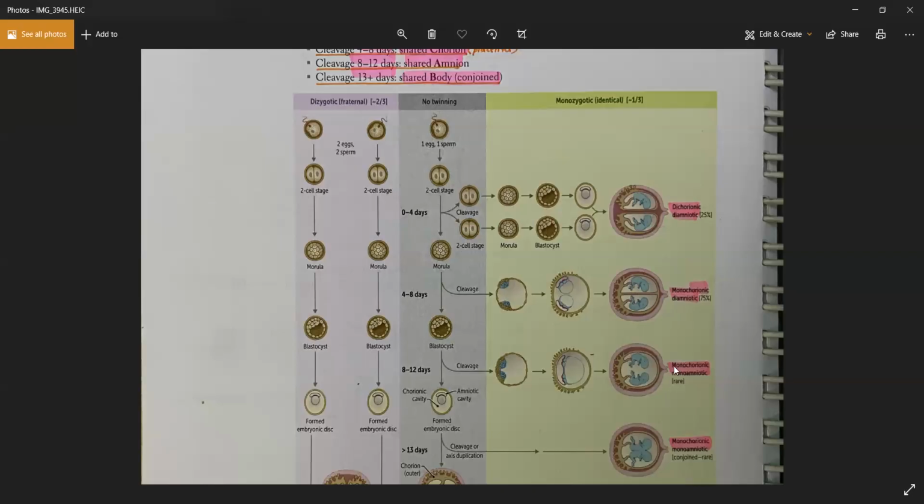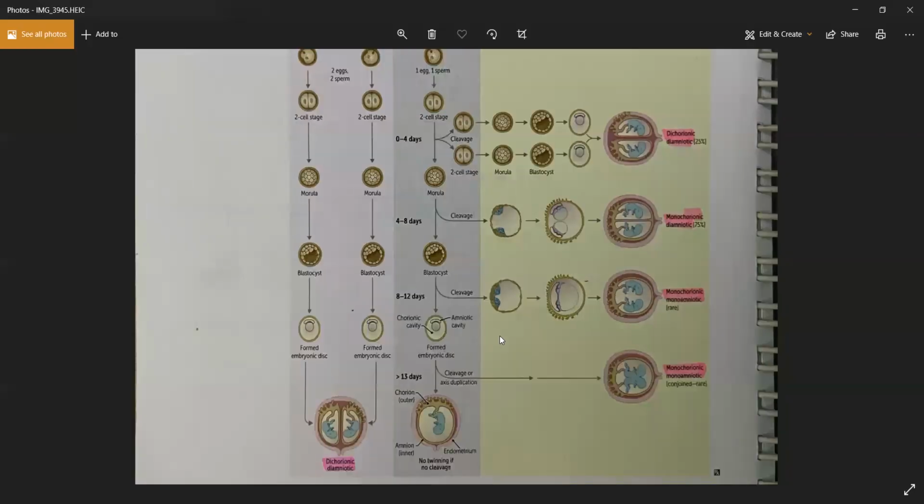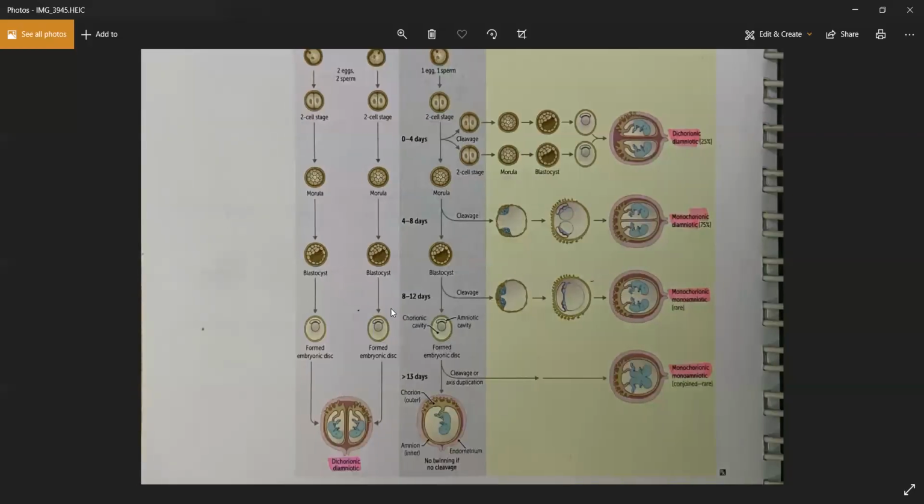So you call it monochorionic, monoamniotic twins. If the separation happens after 12 days, that means 13, 14, 15, 16, the sac will be shared by both embryos. So again monochorionic, monoamniotic, but you will have conjoined twins. Both twins will be joined with each other. So whenever you encounter a mother with conjoined twins, it is always a case of monozygotic twins. It can never be dizygotic. Is that okay?